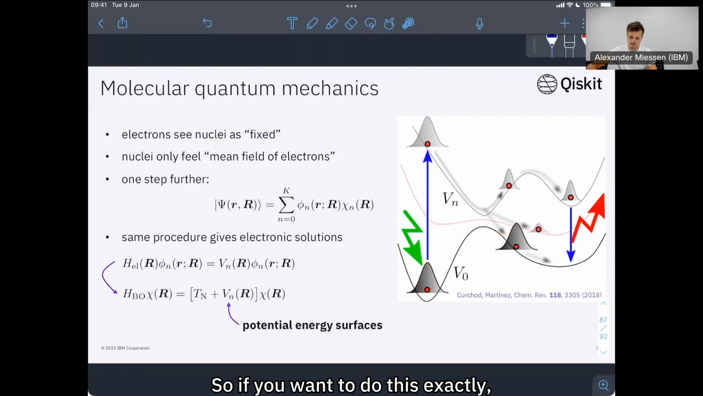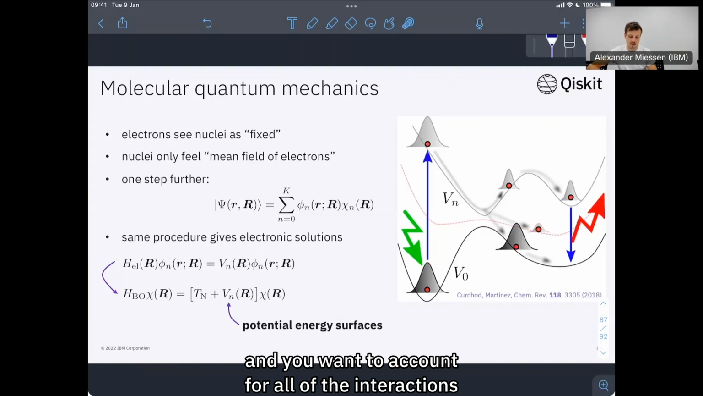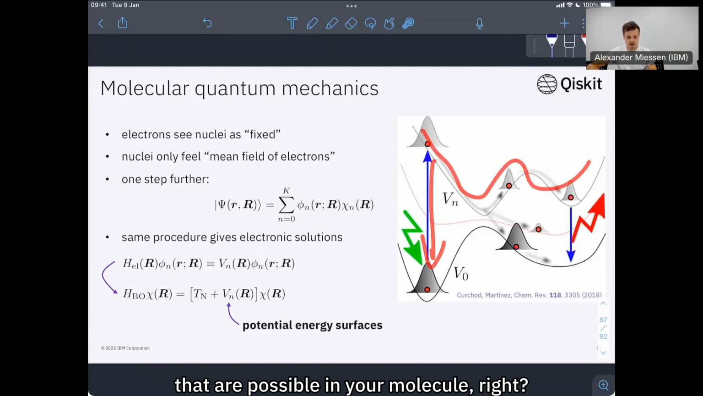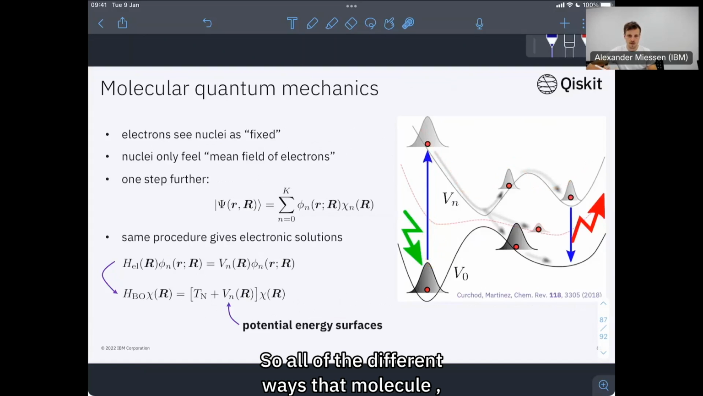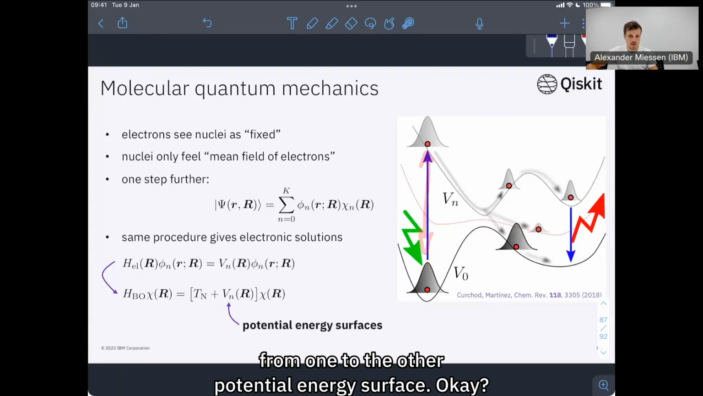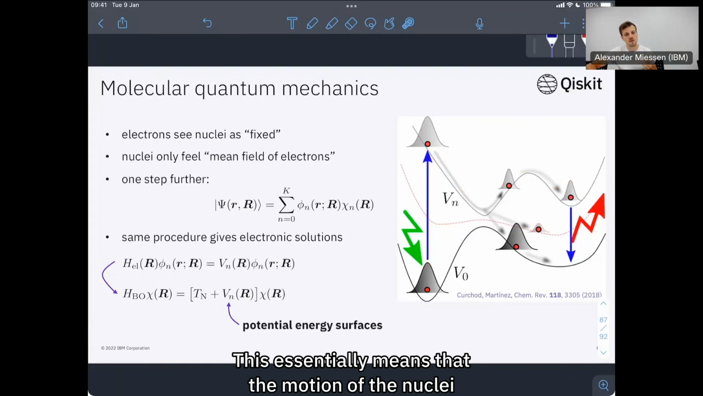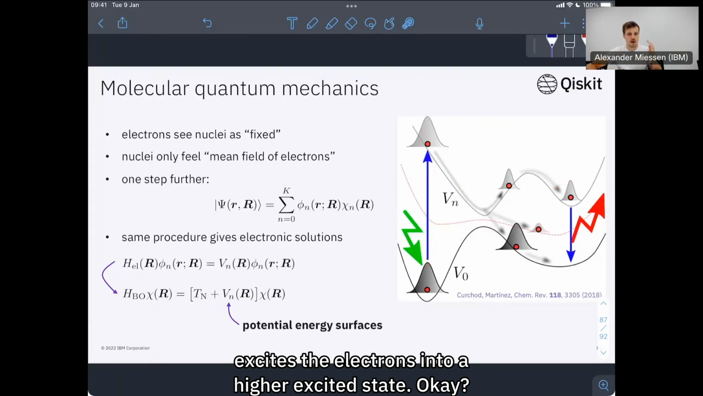So if you want to do this exactly and you want to account for all of the interactions that are possible in your molecule, so all of the different ways that nuclei can excite electrons, or electrons can excite nuclei, and so on, then you need to go one step further. But let me briefly mention in this picture where the nuclear wave packet jumps from one potential energy surface to the other, okay? This essentially means that the motion of the nuclei excites the electrons into a higher excited state, okay?